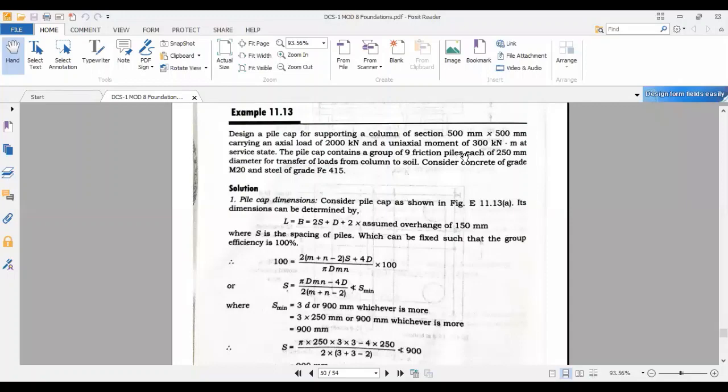The pile cap contains a group of 9 friction piles, each of 250 mm dia for transfer of loads from column to soil.